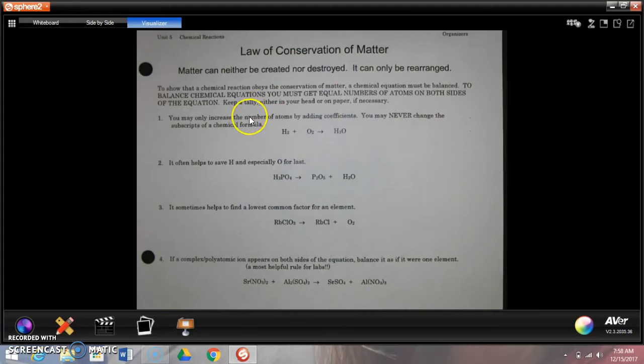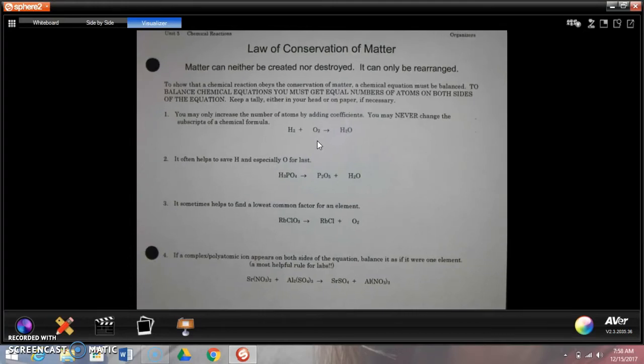So you can keep a tally, and I'm going to do it on paper for this, but if you can move out of doing a tally on paper, that's fine. You can keep it in your head if you want. But at some point you have to keep a tally and figure out how many hydrogens and oxygens and whatever else you have. All right, so let's take a look at some of the rules for balancing.